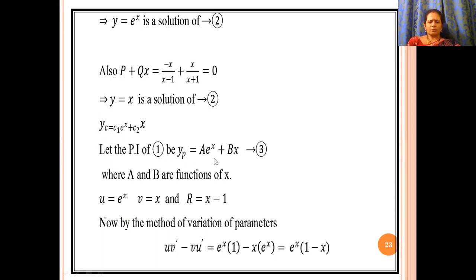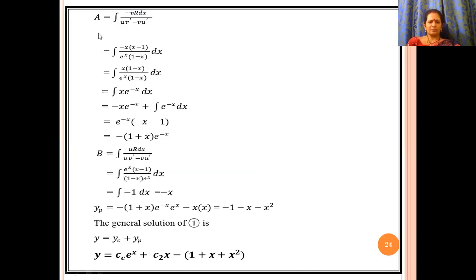Now after writing the complementary function, write down the particular integral. This is the formula for the particular integral. Then write down u, v and r. Then by the method of variation of parameters, find out the value of uv dash minus vu dash. After getting uv dash minus vu dash, find out the values of a and b. After getting a and b, write down yp. Then write down the general solution. This is the general solution, yc plus yp.